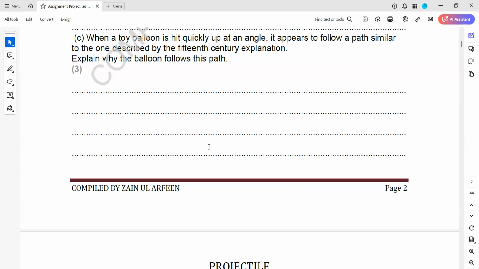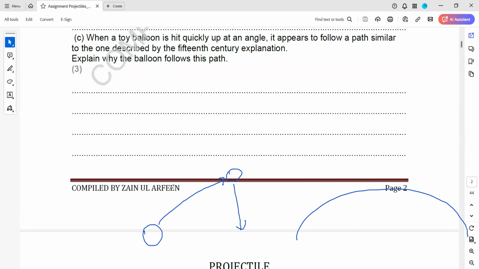When a toy balloon is hit up quickly at an angle, maybe you have experienced this, when you hit the balloon it will go up and then come down vertically. So why does the balloon, even though we say projectile motion should be like this, follow the path which was explained in the 15th century?